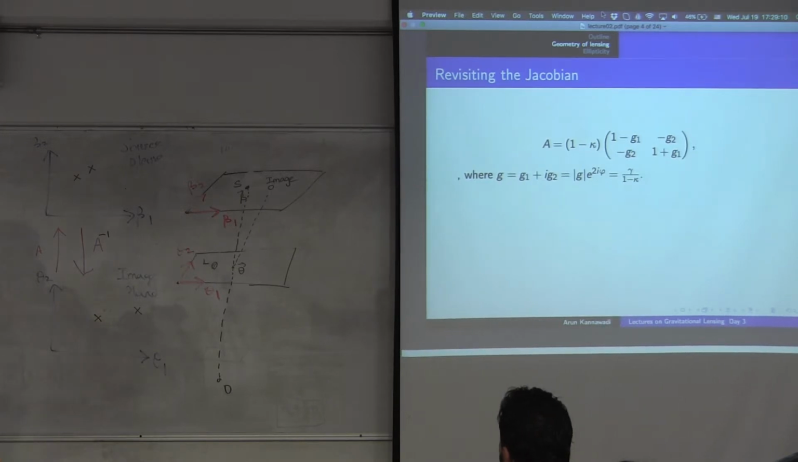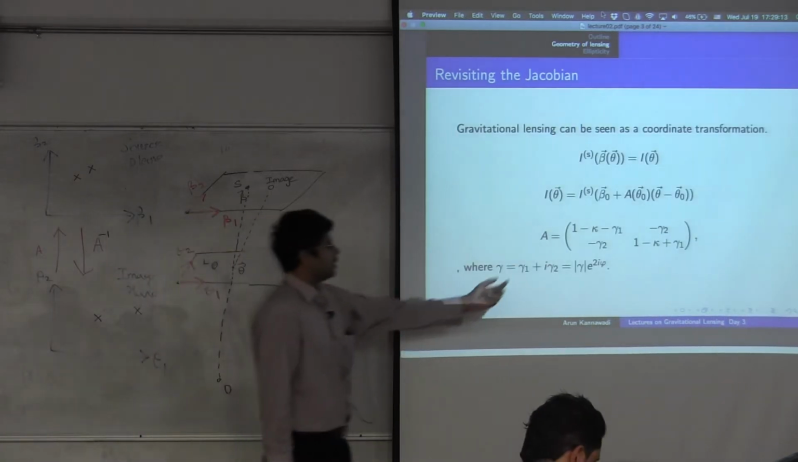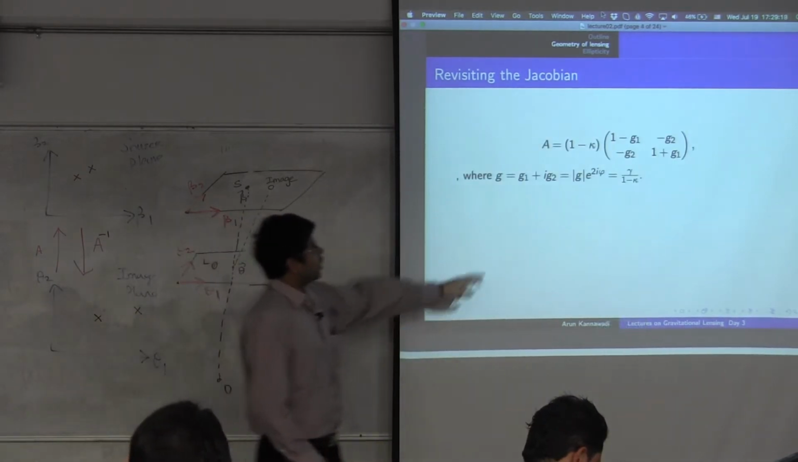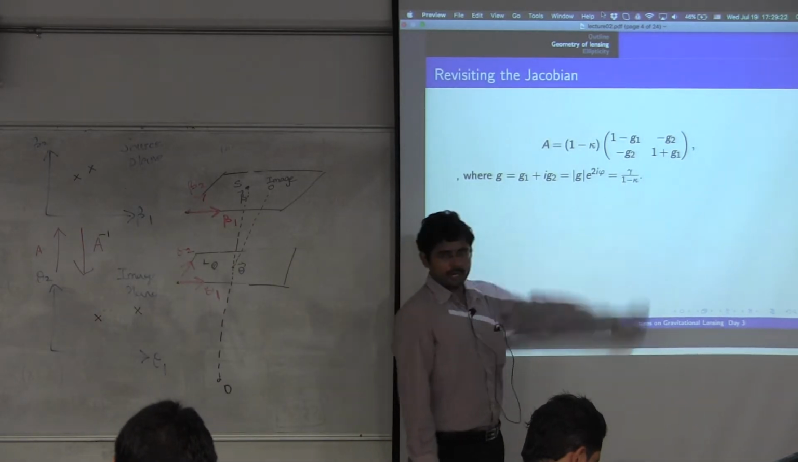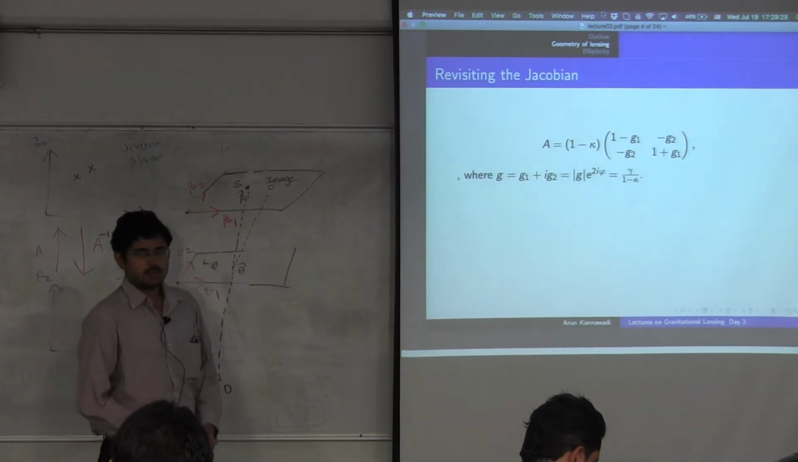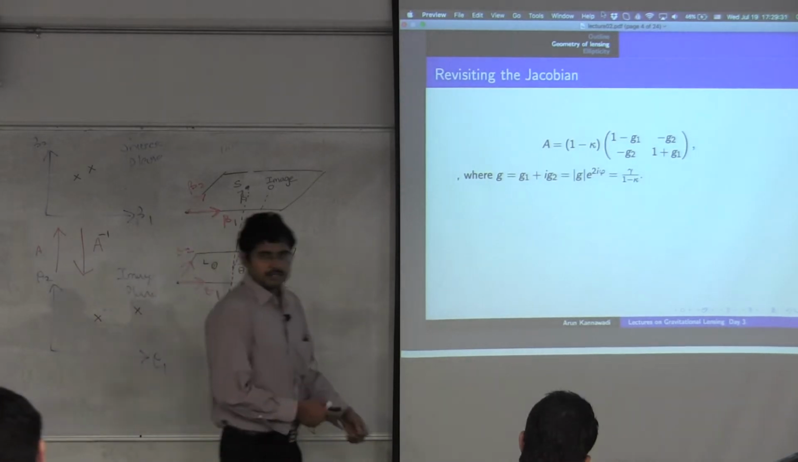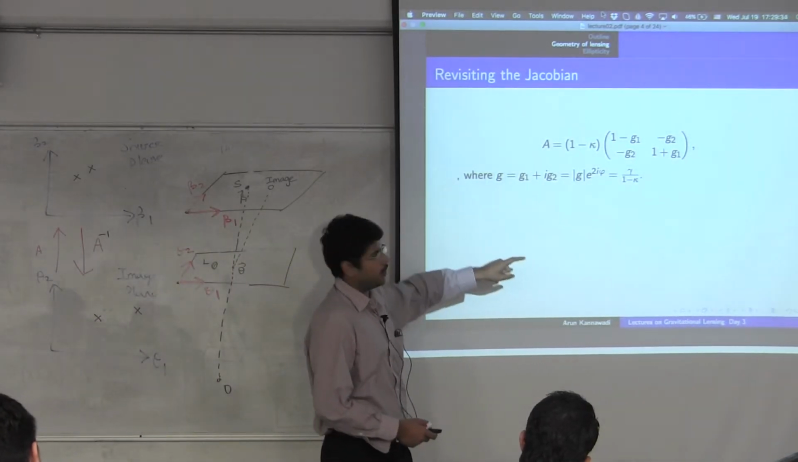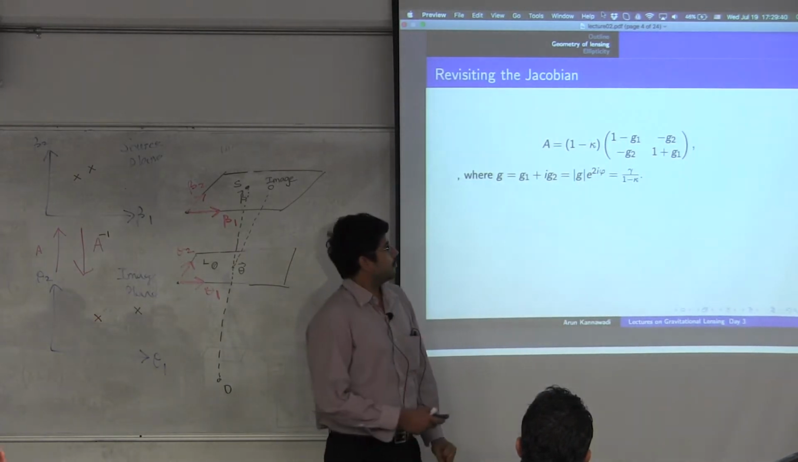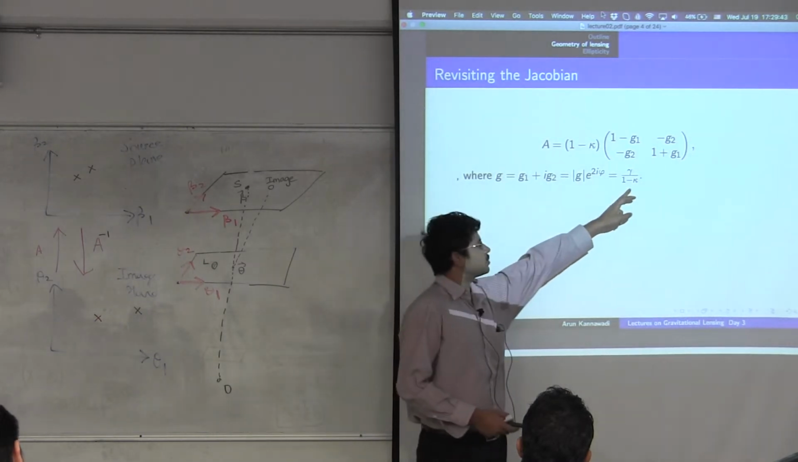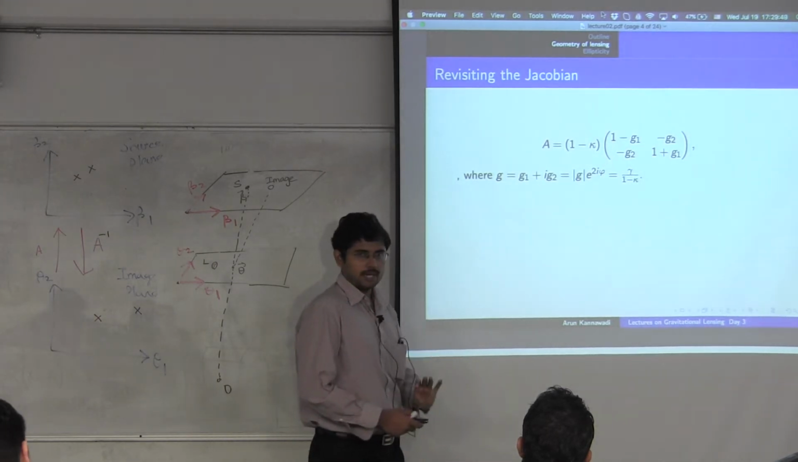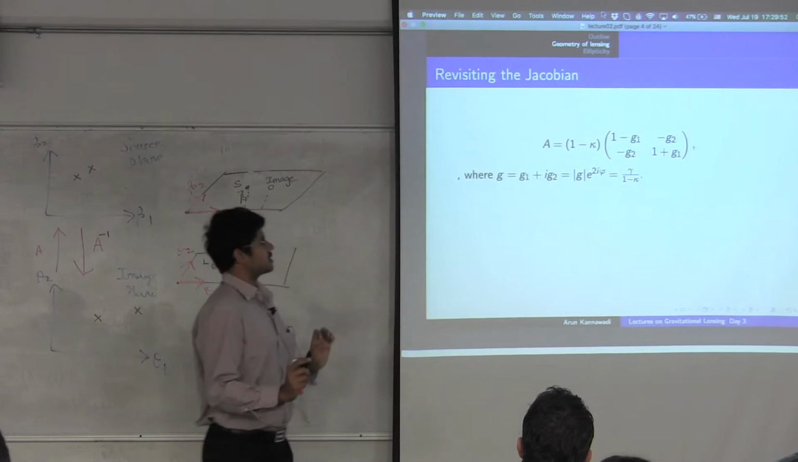Another way to write this commonly is to take this 1 minus kappa out of the matrix and call gamma divided by 1 minus kappa as G. Gamma is what we call shear, and G is what we call the reduced shear. This is done because what we observe in weak lensing is G1 and G2 and not quite gamma 1 and gamma 2. But again, in the weak lensing case, kappa is very close to 0. It's not exactly 0, but it's very small. So G is approximately gamma, but let's keep the distinction clear.